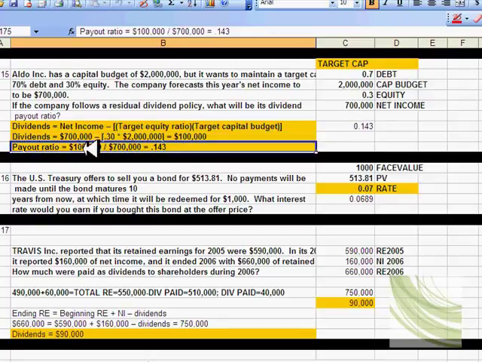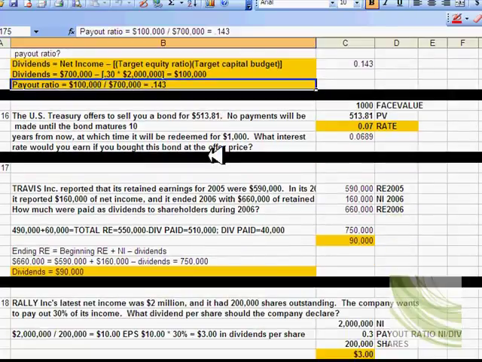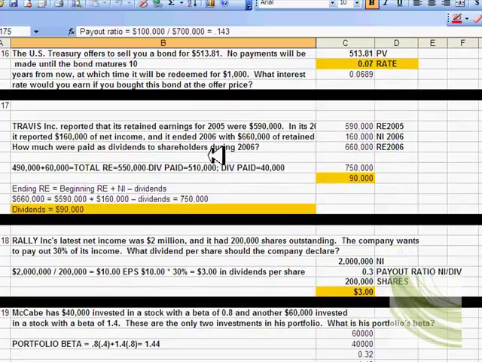So they are asking one more step you have to calculate. What did we pay out of our net income? Basically 100,000 divided by the 700,000, or what percentage of our net income did we pay out as dividends, which is 14.3%, or 0.143. Okay, so it's a two-step calculation.